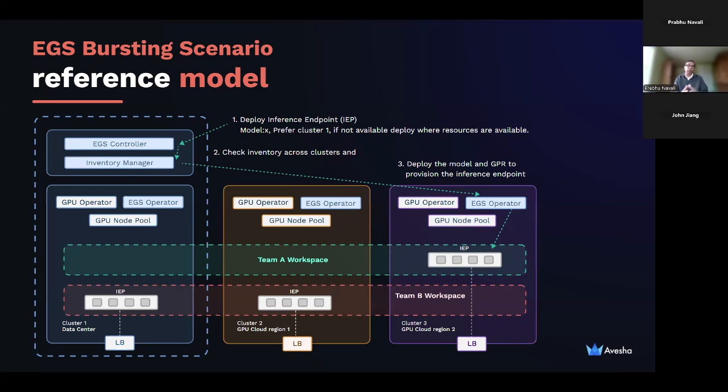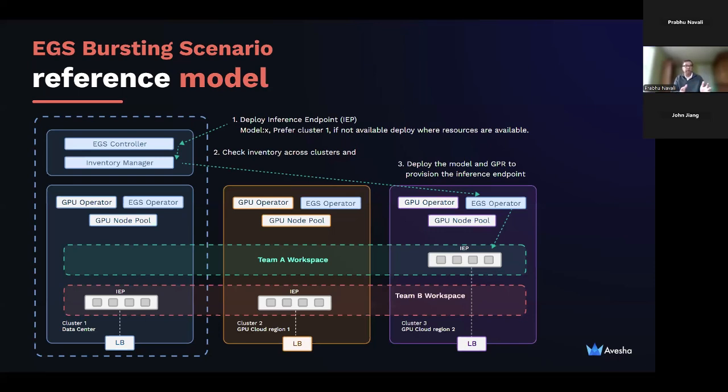The users of the workspaces would request GPUs, and EGS would allocate the GPUs. So when team A needs to deploy an inference endpoint, they specify their model and their preferences. Maybe they prefer the on-prem cluster with data locality, GPU type, and capacity. The EGS controller receives the request, which could be via API, SDK, or UI, and checks the inventory across all the clusters through the inventory manager.